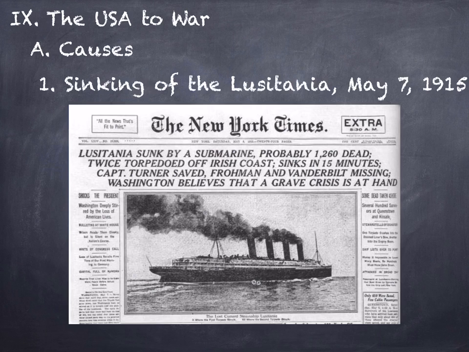Now, some of you might have heard of the Lusitania before, but it's one of those stories that you probably don't know where they fit into world history class. Well, on May 7th, 1915, this British passenger ship called the Lusitania, which made frequent trips across the Atlantic Ocean from England to New York City and back, is going to be sunk by a German U-boat, a German submarine, off the coast of Ireland.